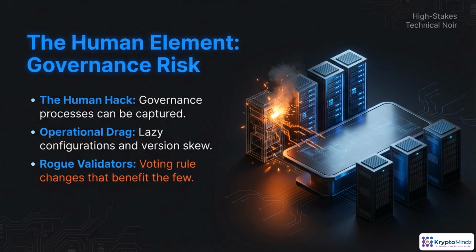Blockchain doesn't remove humans from the loop. It just moves the human risk into governance. Committees can be captured, approvals rubber-stamped, and upgrades pushed through without real scrutiny. Operational shortcuts accumulate: default settings, skipped reviews, inconsistent versions. If voting power is concentrated, a small group of validators can quietly tweak rules to benefit themselves. When you assess blockchain risk, treat governance itself as part of the attack surface.